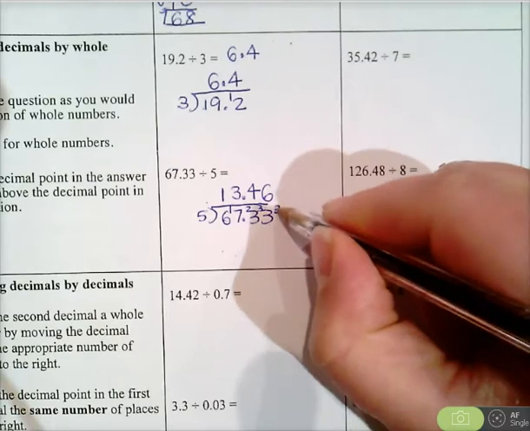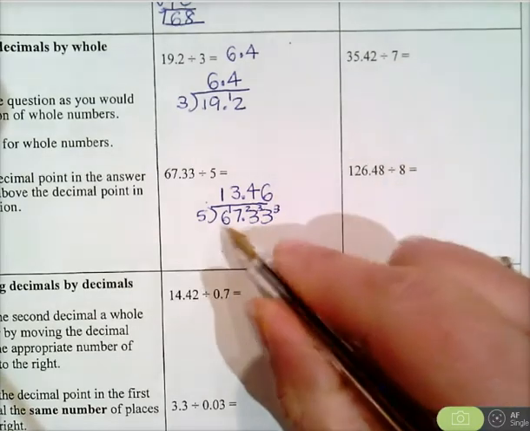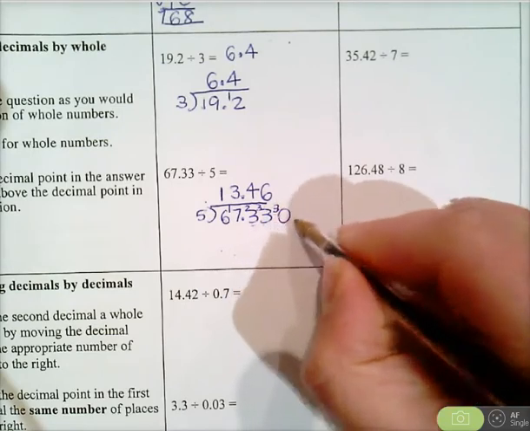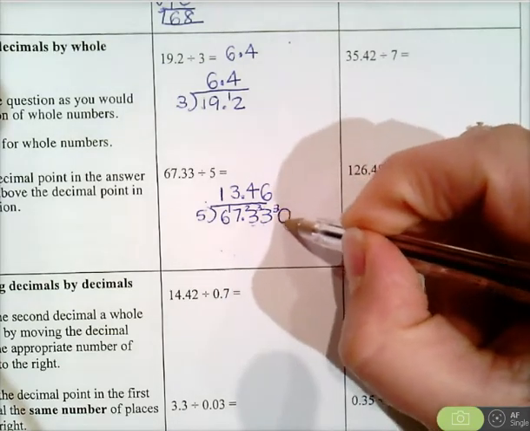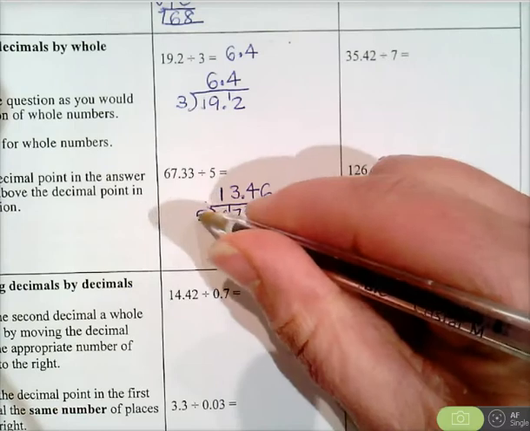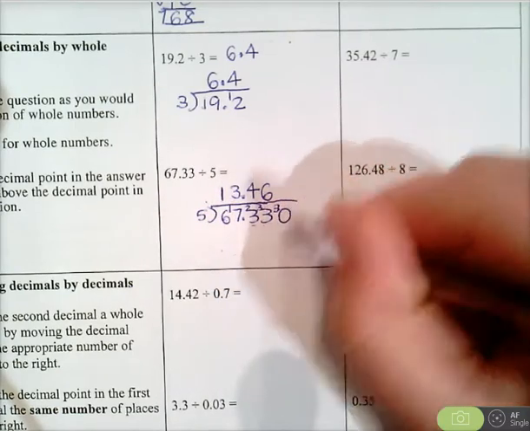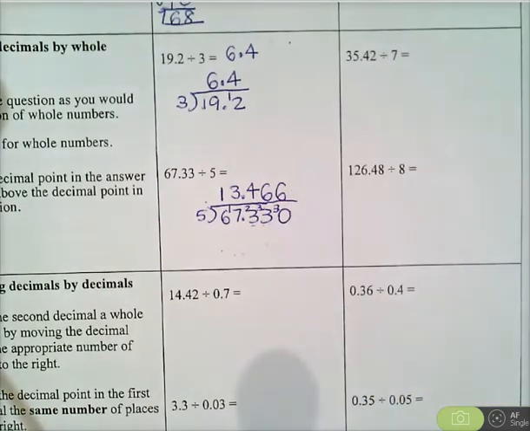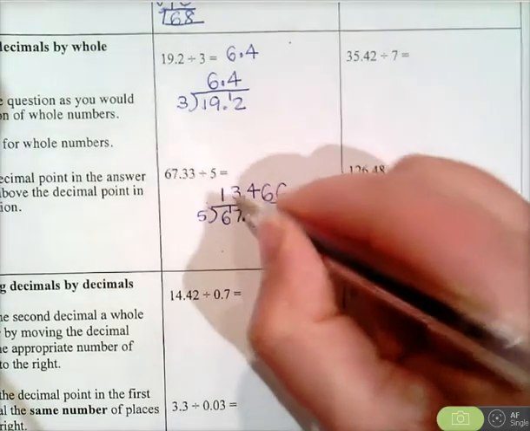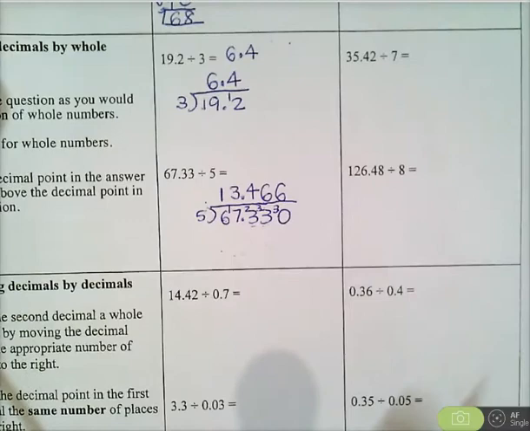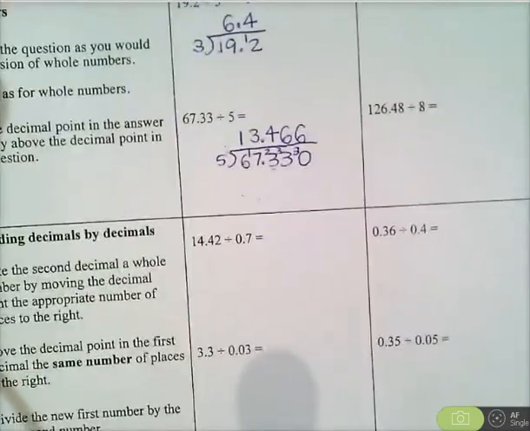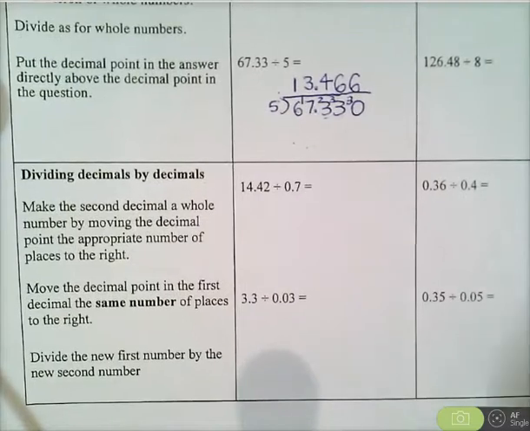Now, because I've got a remainder of 3 and nothing else here, 67.33 is the same as 67.330. So I just add another 0 on the end of here. And I go 5 goes into 30, 5, 10, 15, 20, 25, 30, 6 times. So my answer therefore is 13.466.